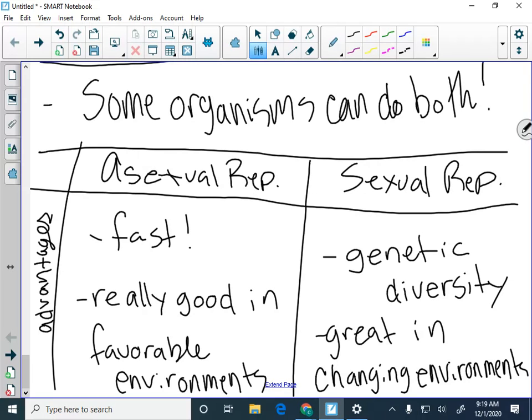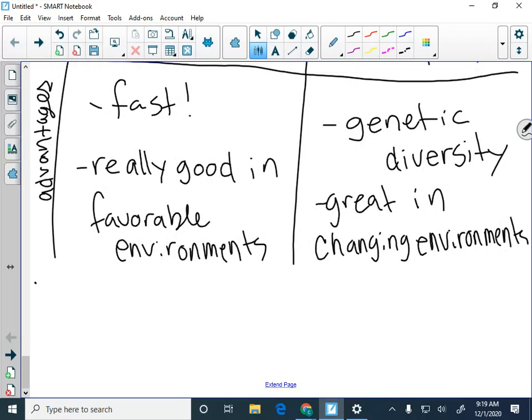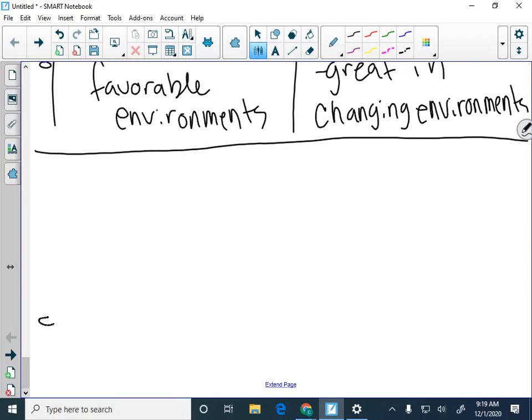Does that make sense? Why genetic diversity is important for changing environments? We'll talk a lot about genetic diversity when we talk about actual genetics. Okay, so our disadvantages. One last thing. Disadvantages.